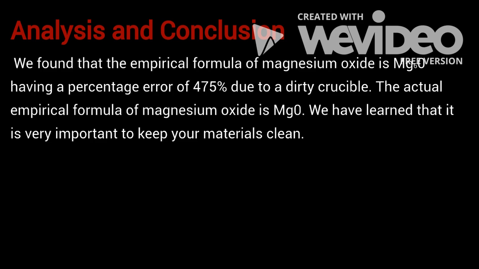Analysis and conclusion. We found that the empirical formula of magnesium oxide is Mg6O, having a percentage error of 475% due to a dirty crucible. The actual empirical formula of magnesium oxide is MgO. We have learned that it is very important to keep your materials clean.